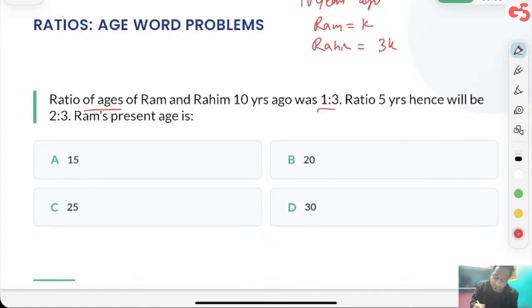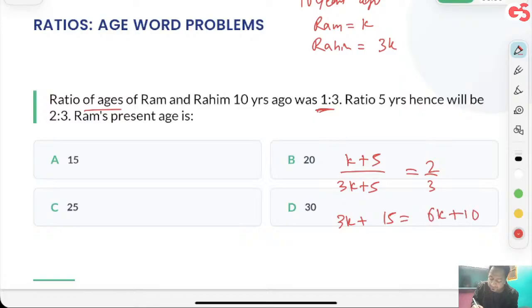Okay, this is 5 years later. So K plus 5 upon 3K plus 5 is given as 2 by 3. You can just cross multiply and get the answer, right? So 3K plus 15 will be equal to 6K plus 10, which gives us 5 is equal to 3K. Cool. That means K is equal to 5 by 3. Okay, what else?